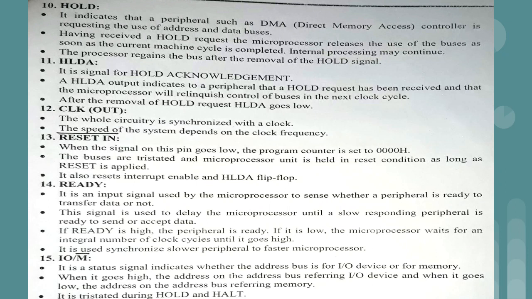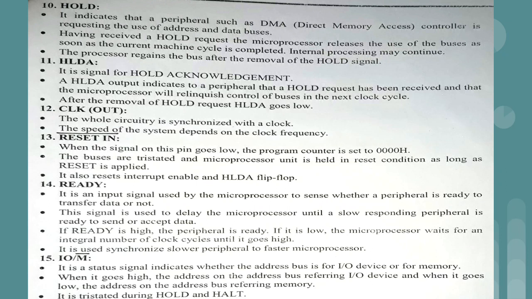Then the next pin which we have is CLK. As I told you, it is related to the clock only. As we all know, if you want to execute instructions in a synchronized manner, we should have this particular pin connected to the clock of the microprocessor. Depending upon the clock frequency, the speed of the operation depends. So CLK stands for the clock. The whole circuitry is synchronized with the clock, and the speed of the system depends upon the clock frequency. So this particular pin is connected to the clock.